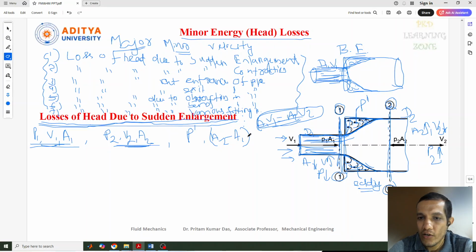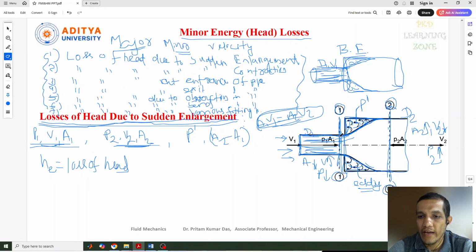Now, what is the loss of head? So the loss of head, let's consider HE. HE is the loss of head due to sudden enlargement. Loss of head due to sudden enlargement.